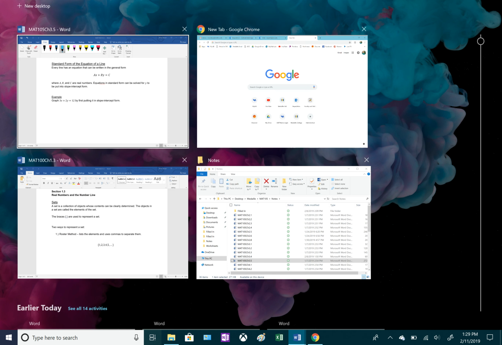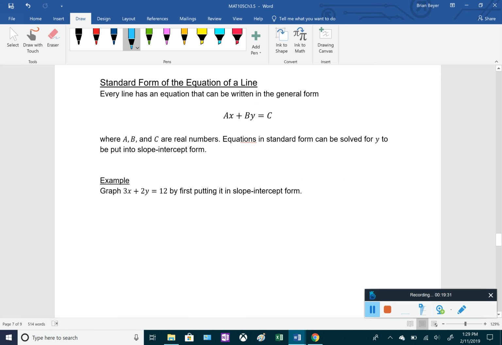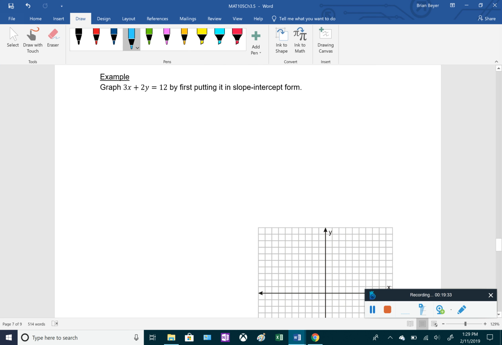So let's start with this example. Let's graph 3x plus 2y equals 12 by first putting it into slope-intercept form. That just means solve it for y. Solving this for y, we can subtract 3x on both sides first. Subtracting 3x, we would get 2y equals negative 3x plus 12.